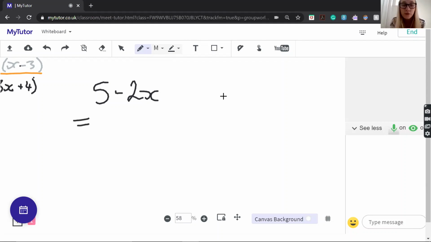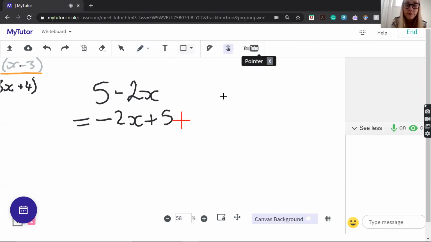I'm going to first of all swap them around, minus 2x plus 5. That's allowed, right? All I've done is I've just swapped the order. We're allowed to do that. A plus B is the same as B plus A. We're allowed to swap them around. It's just minus 2x plus 5.